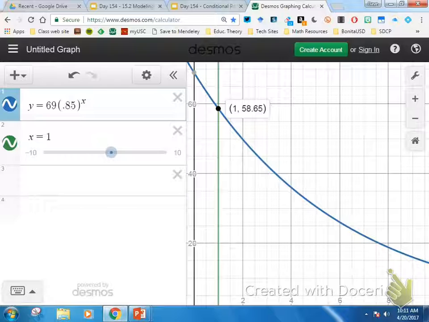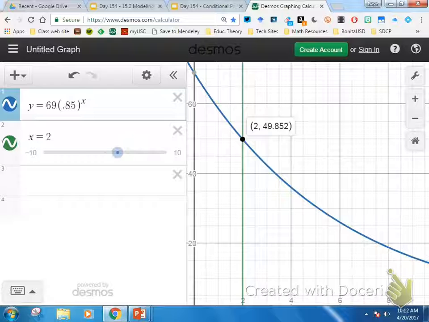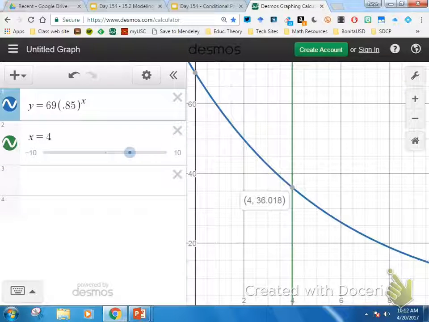What about after 2 years? What's the value after 2 years? Let's see if you can. Yeah, almost $50. It's $49.85. What about, let's say Olivia waits all 4 years. She's done with college and then she needs to start selling her books because she has to move back home. How much is the value of her books after 4 years?